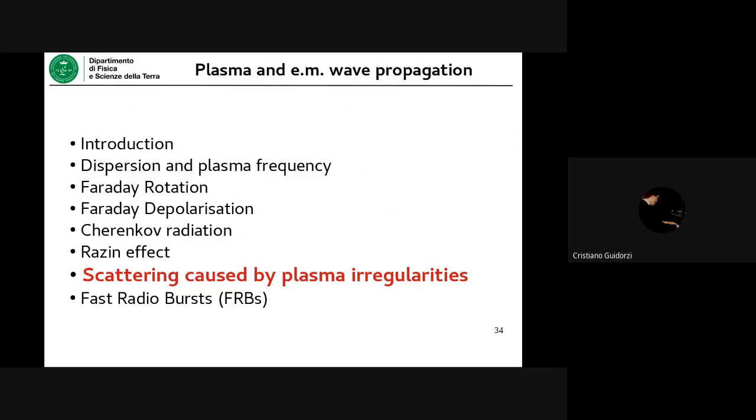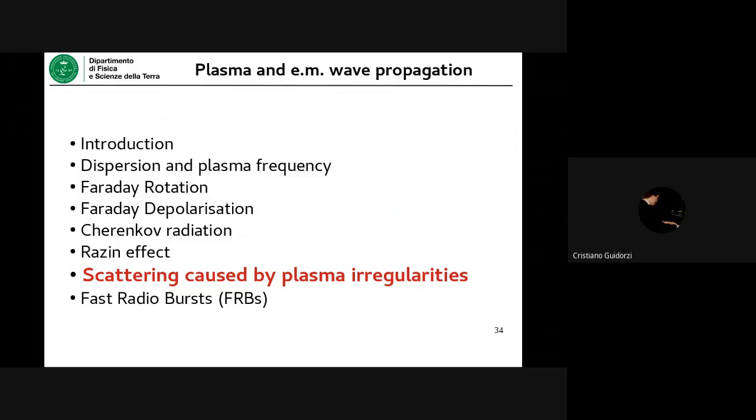And we also mentioned the kind of radiation that you should expect in the presence of relativistic particles moving within media, in particular when the velocity of the particle overtakes the velocity of light in the medium. So Cherenkov radiation, and the Razin effect, which affects in particular the synchrotron spectrum at lower frequency.